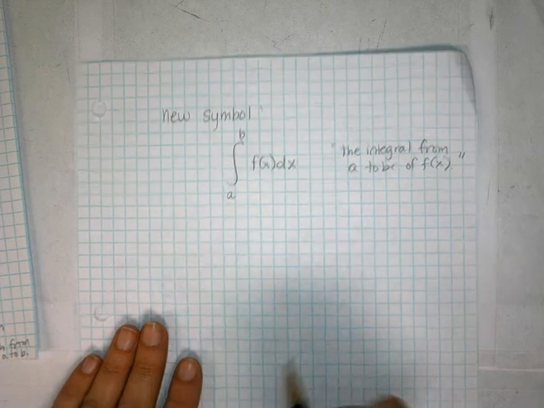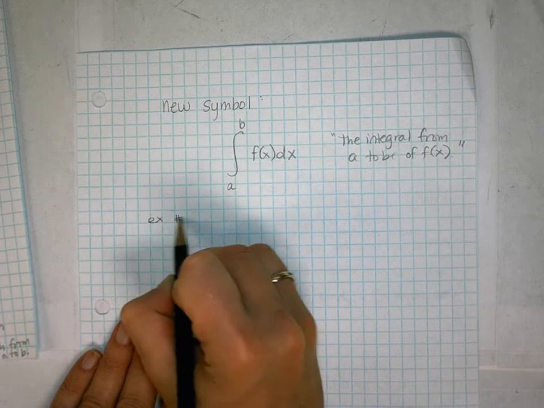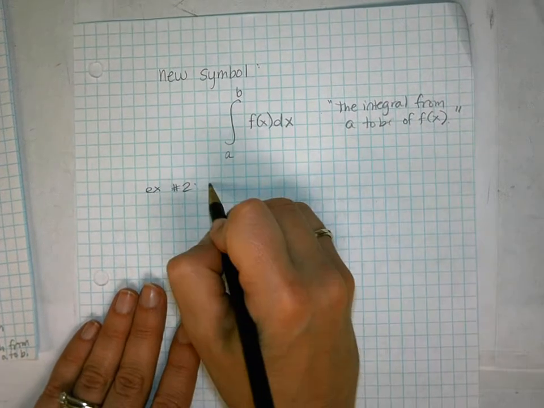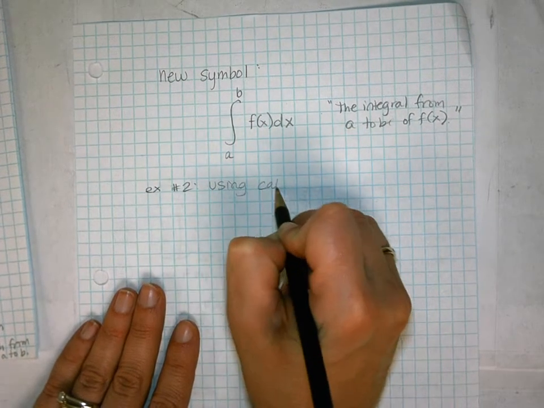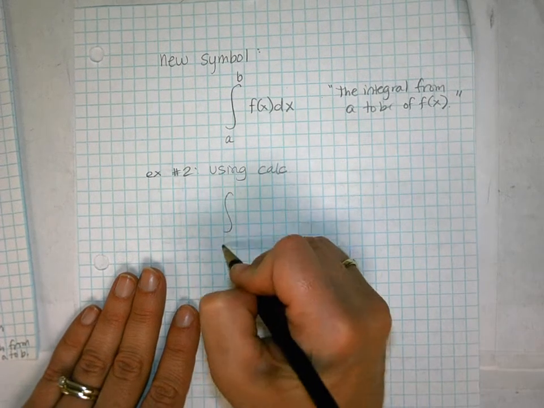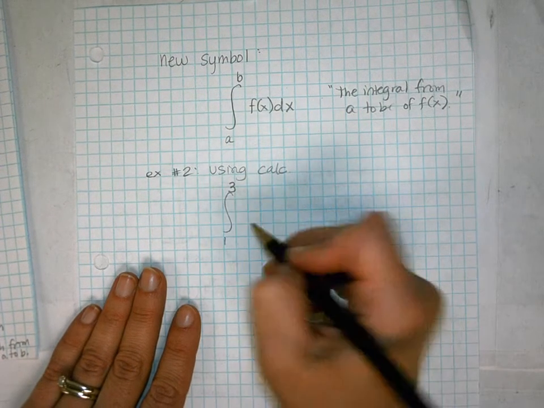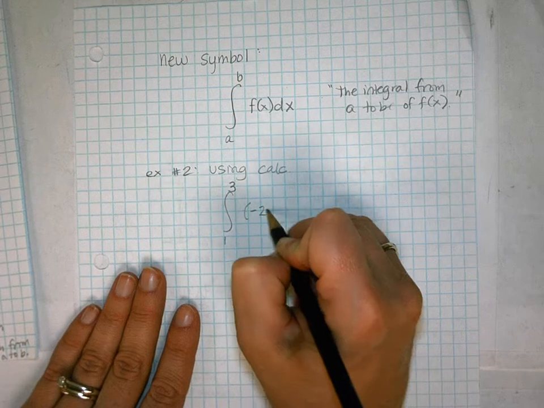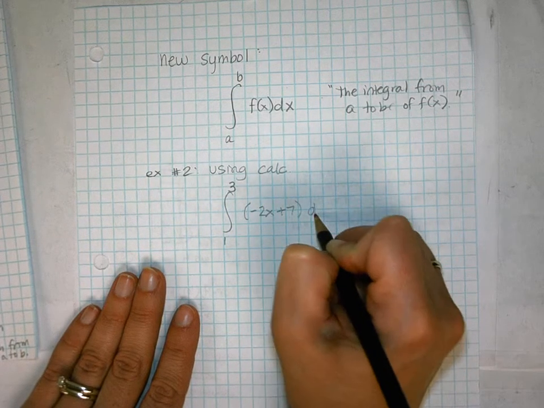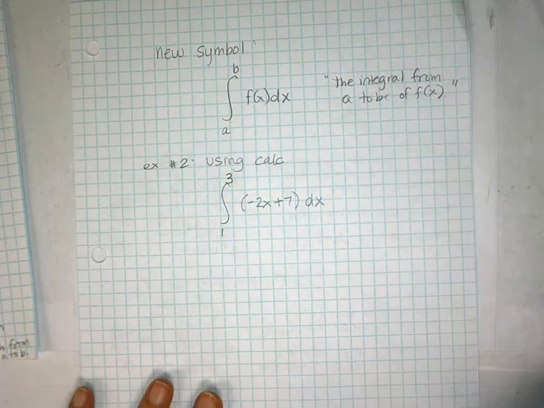Okay? So the last example I'm going to show you is how to use your graphing calculator. They're going to give you something that looks like this: the integral from 1 to 3 of negative 2x plus 7 dx. And here's how you do this on the calculator.